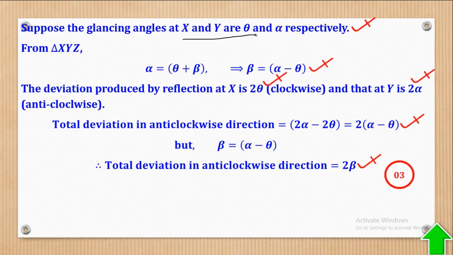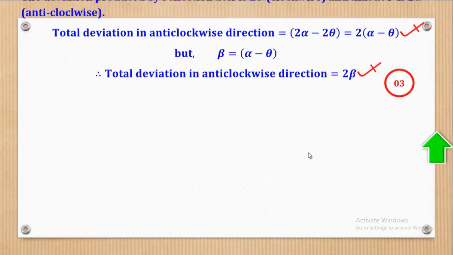So have a mark for the glancing angles, a mark for this geometry, a mark for the deviation at x, and a mark for the deviation at y, a mark for this total deviation substitution, and a mark for the required expression. So now we shall go to part D.